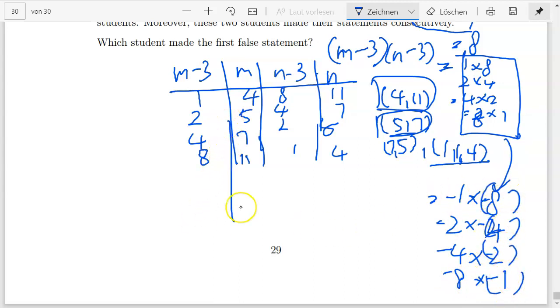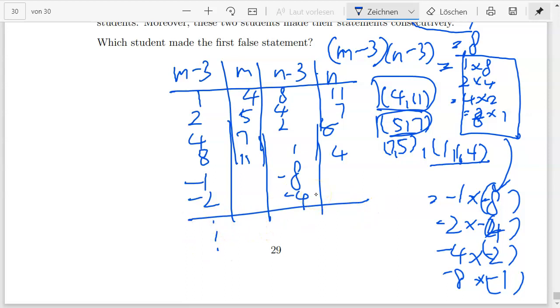And so we need to extend our whole graph over here. So maybe -1 and then -8, and then -2, -4. The other two are just the same, just swapping numbers only. So if m-3 equals -1, m would be 2. And if n-3 is -8, then n will be -5. And if m-3 is -2, n will be 1. If n-3 is -4, n will be -1.